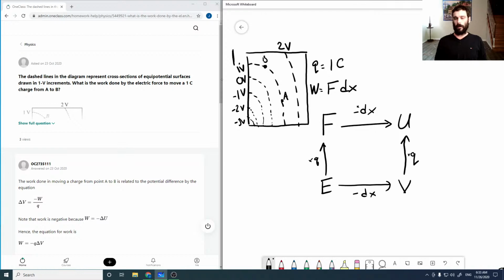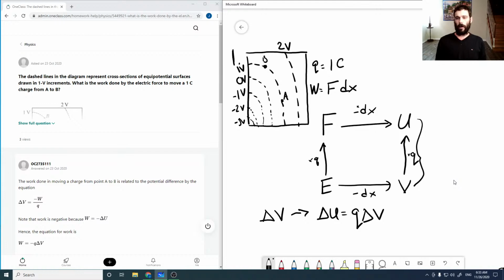So in this case, we've got potentials, and we've actually got a delta potential. So that means that going from a delta V to a delta U, we just multiply by Q. So delta U is Q delta V. Okay, and so that's the right-hand portion of this.